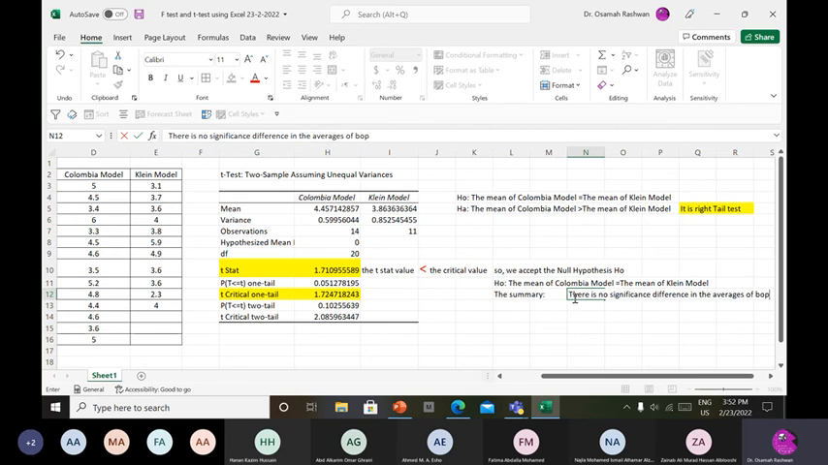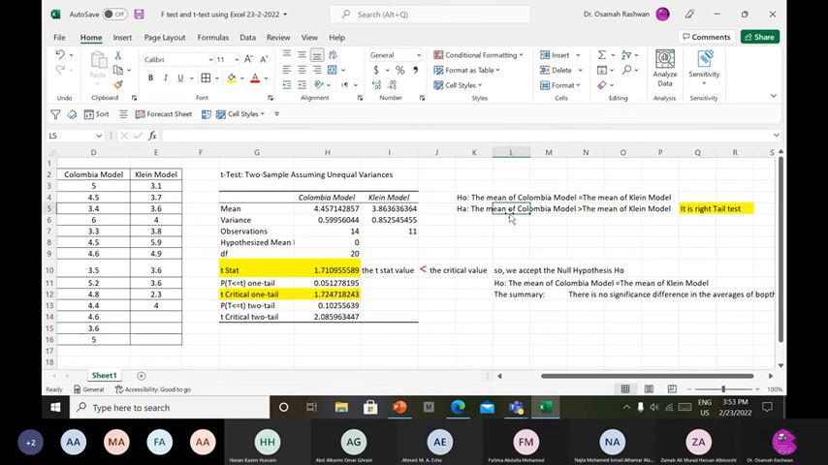Averages of both Columbia and Kellen model. Okay. So once you accept the null hypothesis, you reject the alternative one. So you can write the summary like this, or the mean of Columbia model is not greater than the mean of the Kellen model. It's up to you, right?